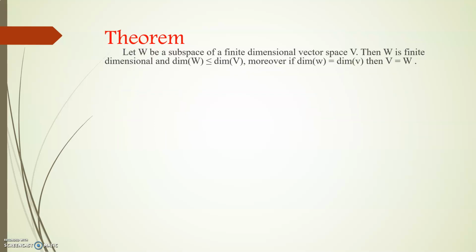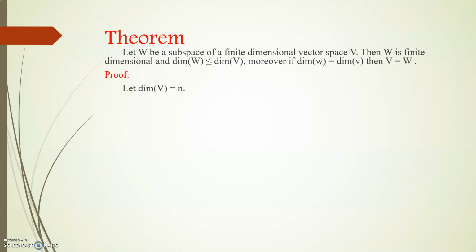Next, we are going to see the finite dimension theorem. Let W be a subspace of a finite dimensional vector space V. Then W is finite dimensional and dimension W is less than or equal to dimension V. Moreover, if dimension W is equal to dimension V, then from this we show that V is equal to W. Proof.